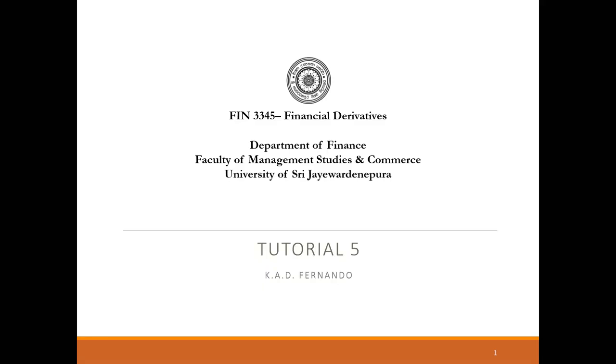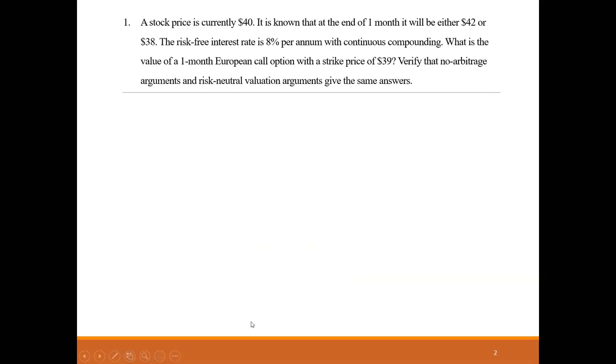Okay, so let's start with today's tutorial. This tutorial 5 is developed using questions. It has been developed by taking questions from the binomial option pricing model and the Black-Scholes option pricing model. If you look at the first question here, you can read it, and they talk about two approaches: one is the no arbitrage argument and the other is risk neutral valuation.